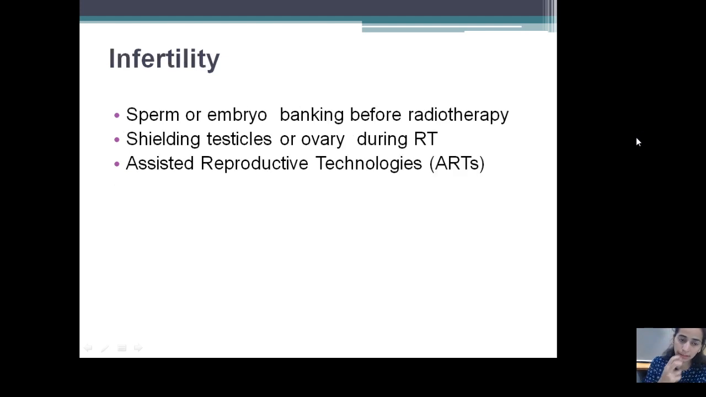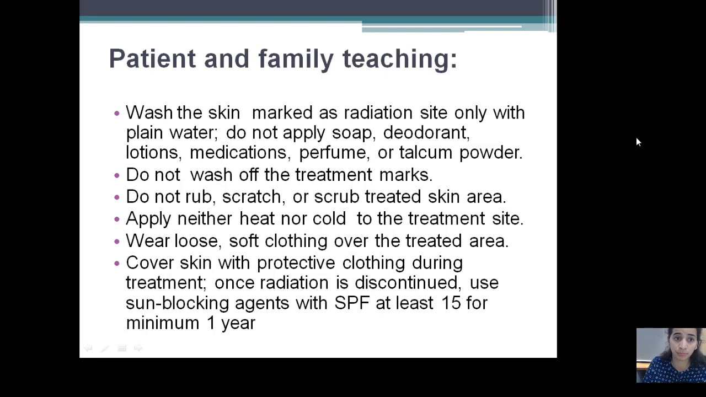For infertility, the long-term side effect is infertility. Sperm or embryo banking before radiotherapy can be advised. Shield the testicles or ovaries during the radiation therapy if possible. Then assisted reproductive techniques can be used by the patients.